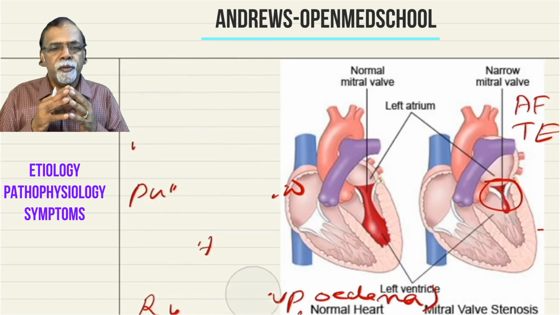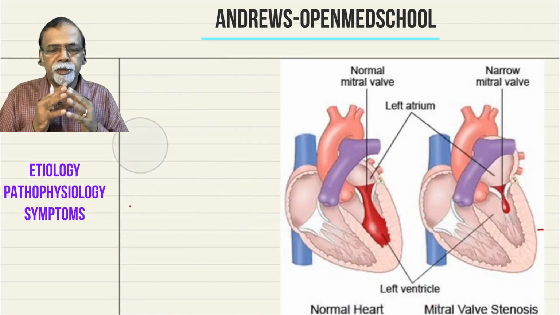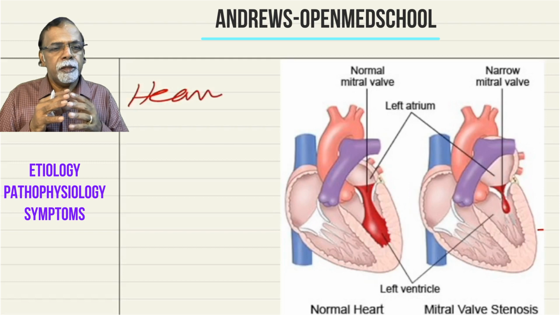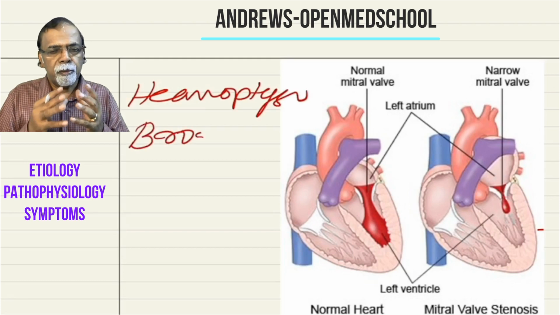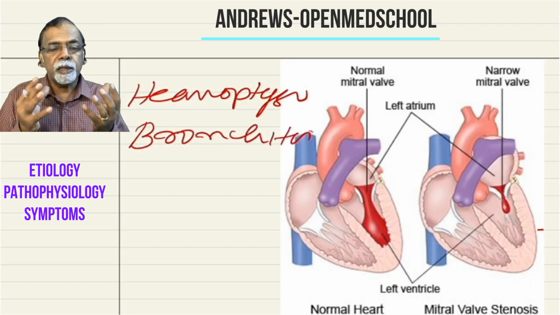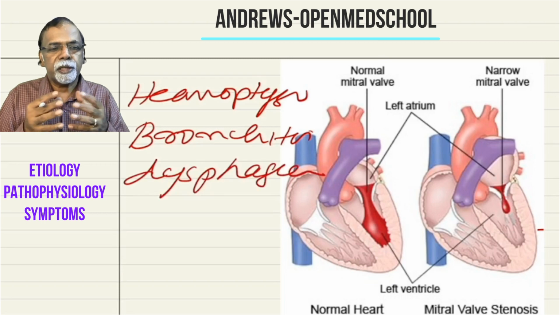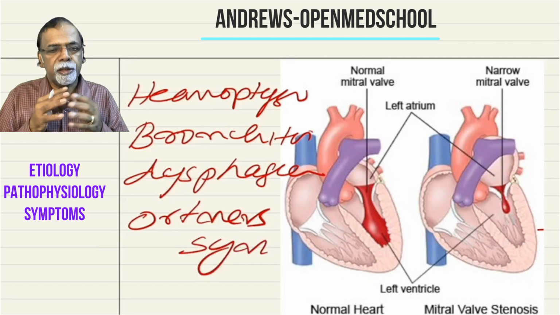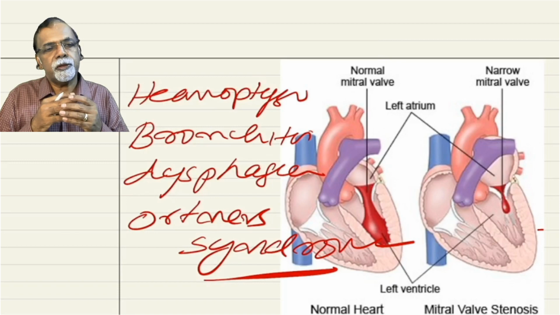So we have discussed the pathophysiology of mitral stenosis and etiology, and the major symptoms: dyspnea, palpitation, fatigue. Sometimes you can get hemoptysis, recurrent bronchitis can occur. The enlarged left atrium may compress on the esophagus. So patient can come with dysphagia. It may compress the recurrent laryngeal nerve, leading on to what is called Ortner's syndrome. The patient can have hoarseness of voice.